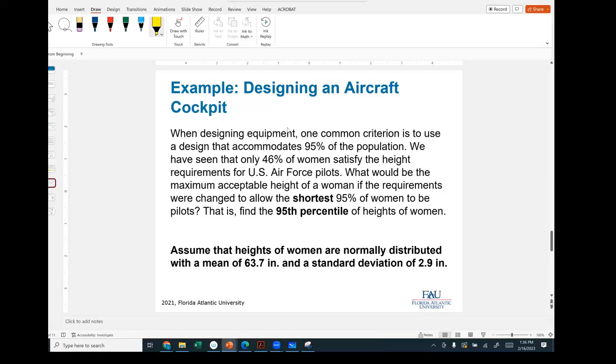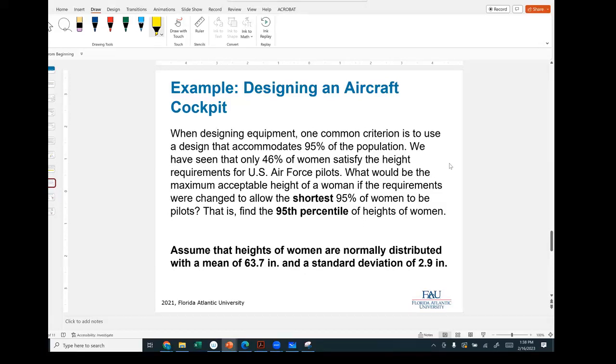When designing equipment, one common criterion is to use a design that accommodates 95% of the population. We have seen that only 46% of women satisfy the height requirements for U.S. Air Force pilots, probably because they were set up for men. What would be the maximum acceptable height of a woman if the requirements were changed to allow the shortest 95% of women to be pilots? That is, find the 95th percentile of heights of women.